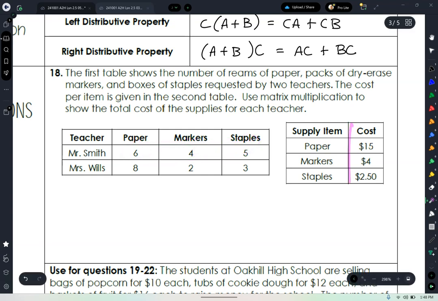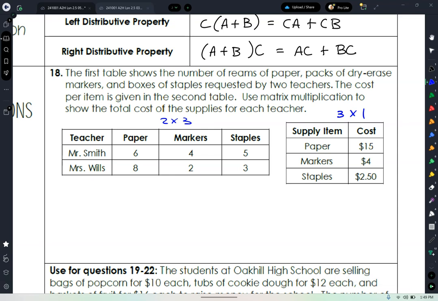Okay, and then we have the cost for a ream of paper, a pack of dry erase markers, and a box of staples. What we want to do is use matrix multiplication to see if we can come up with the total cost of supplies for each teacher, all right? Question: what are the dimensions of this matrix right here? 2 by 3. Okay, what are the dimensions of the supply item matrix? 3 by 1.